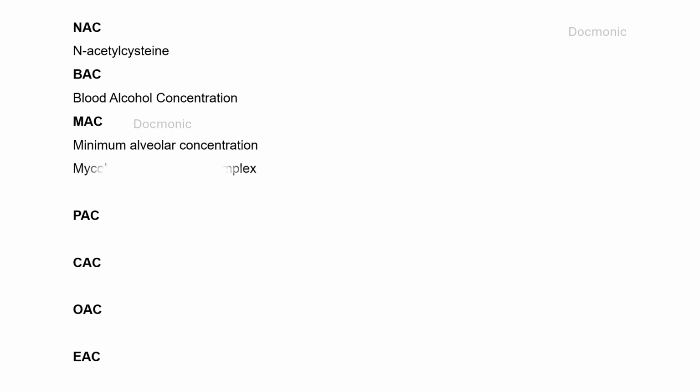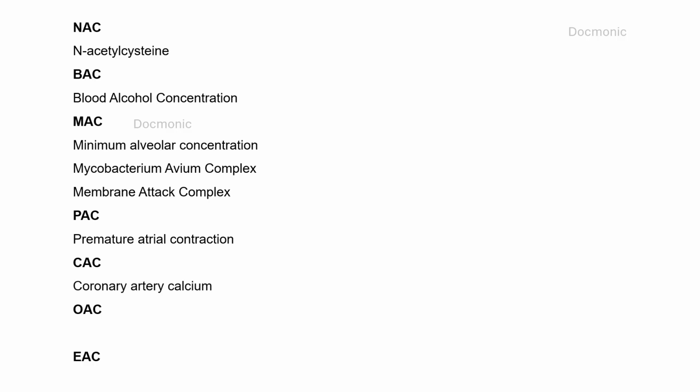And this one, I thought it's interesting, so I put it. We know NAC for N-acetylcysteine. That's today's topic. So I wanted to show other ACs. We have blood alcohol concentration. For MAC, we have three things, I hope you guess: minimum alveolar concentration, Mycobacterium avium complex, membrane attack complex. Premature atrial contraction, coronary artery calcium, OAC, oral anticoagulant, and ESC.